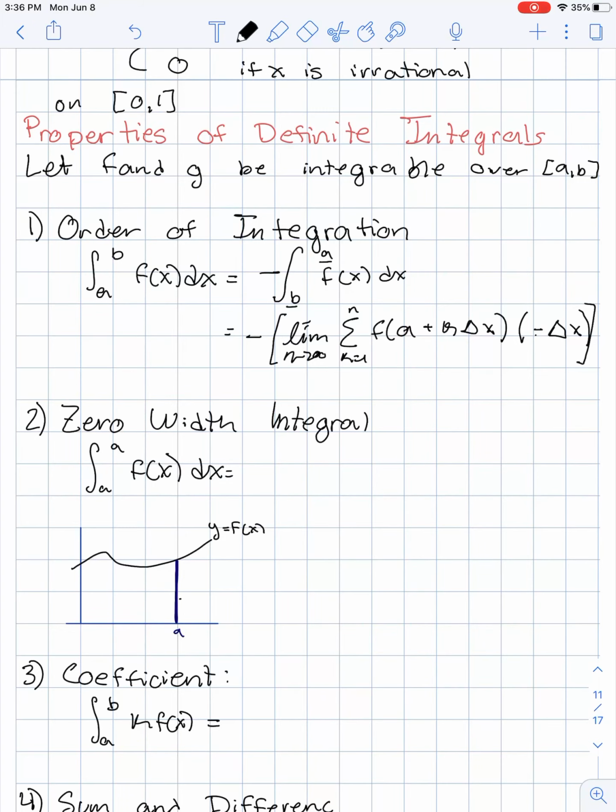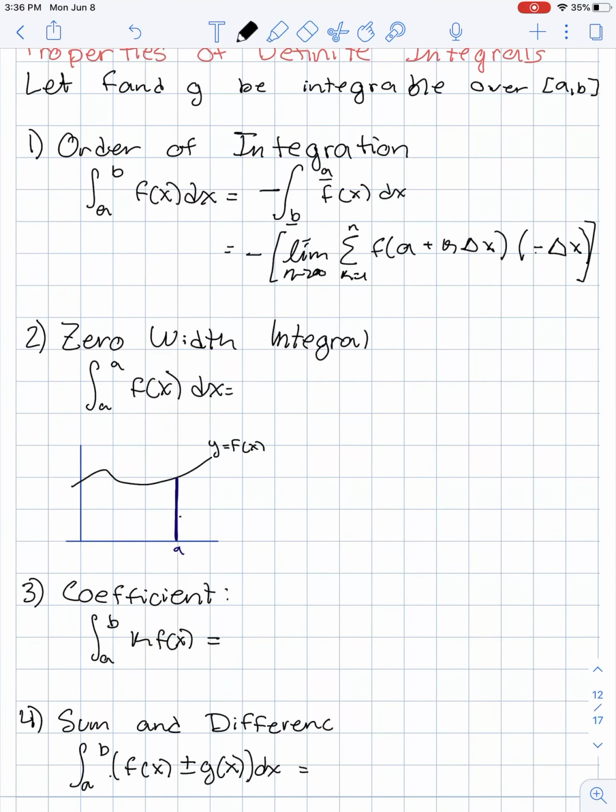All right, so now we have the zero-width integral property. Basically, if my integral is from the same number to the same number, I'm going to be measuring the area of a line. Well, delta x in that case would be a minus a divided by n. Well, that's just 0. So all of the Riemann rectangles are going to be of width 0, which means our whole integral is just going to be 0. Basically, the area of a line is 0.